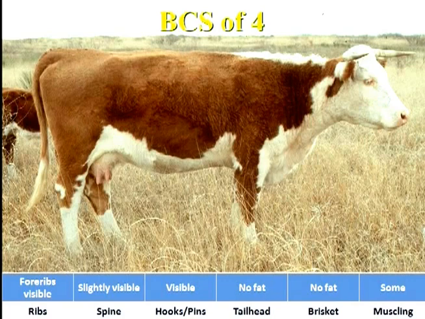If you look real close, you can kind of see the outlines of the last few ribs on this cow. From hooks to pins, she dips in a little bit, but then that pin bone's pretty sharp. So that would make her a body condition score 4. And then we move from there, body condition score 5 cow. And this is kind of our moderate, middle of the road cow.